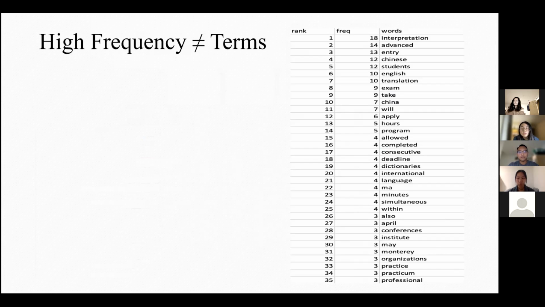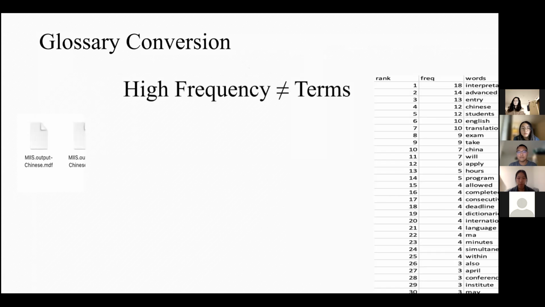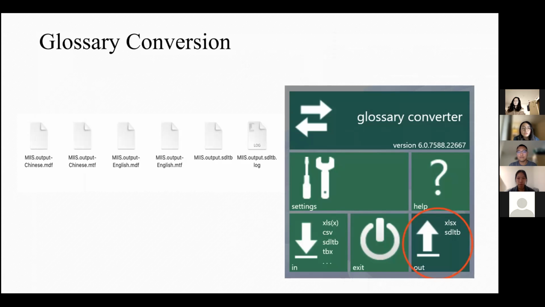Later, I used a glossary conversion tool. Next page, please. I was trying to use this tool to convert the SDL-TB file to an Excel XLSX file. However, unexpectedly, 5 documents were produced instead of an Excel XLSX file.